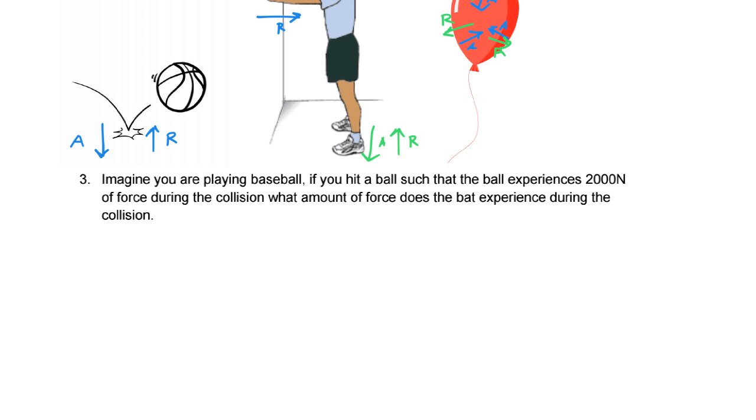All right, so imagine you're playing baseball. If you hit a ball such that the ball experiences 2,000 newtons of force during the collision, what amount of force does the bat experience during the collision? 2,000 newtons. Equal and opposite. If you wanted to, we could maybe say negative 2,000 newtons. If we've designated a positive direction, I would accept positive or negative. I think this is kind of a nice, easy question. Just it has to be equal. Opposite if you want to make it opposite as well.